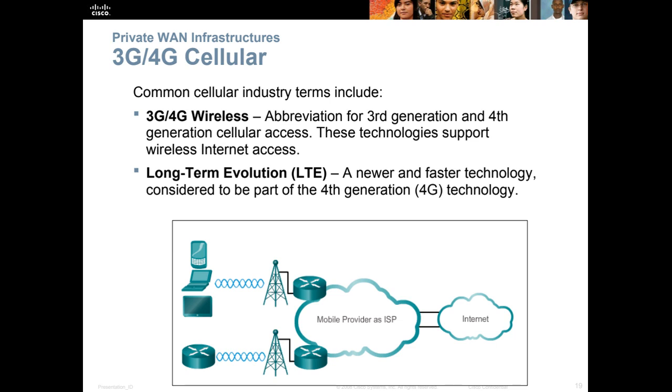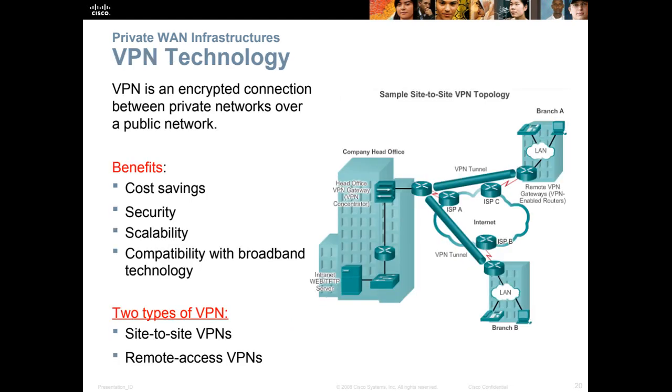We have the 4G, 3G also. Now we have 5G, right? So we have the 3G, 4G wireless. 3G is third generation, 4G is fourth generation. They support wireless internet access. We have also LTE. Now they say it's newer, that's by the time of the book, but now it's not new. So it's a newer and faster technology to be part of 4G. Okay, so here we have the mobile subscriber going through the mobile provider or ISP and can access the internet at fast speed, correct? Yeah, we ask you from the information you learn in the class, in this PowerPoint.